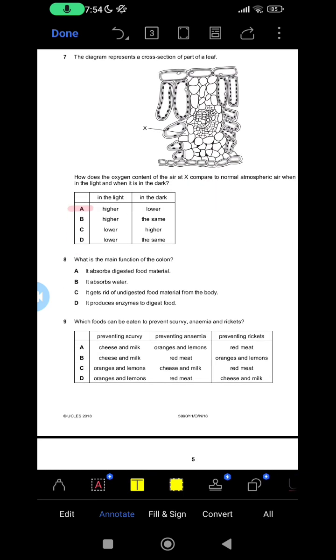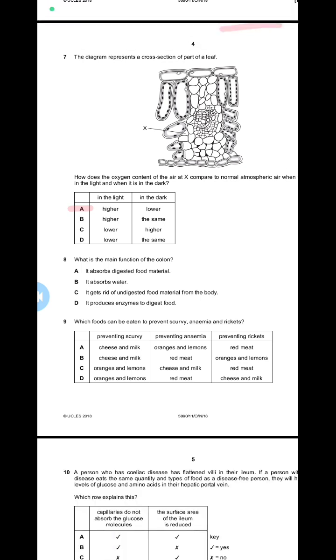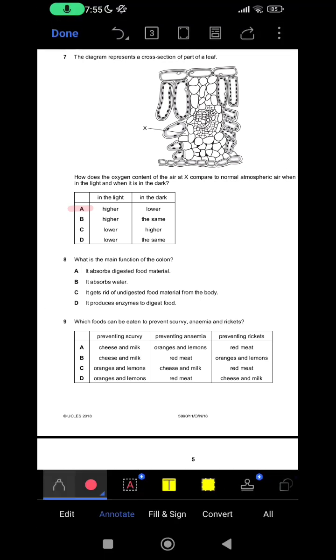What is the main function of the colon? It absorbs digested food material, it absorbs water, it gets rid of undigested food material from the body, it produces enzymes to digest food. Now this is pretty simple. B is the answer because absorbing water is the function of the colon.